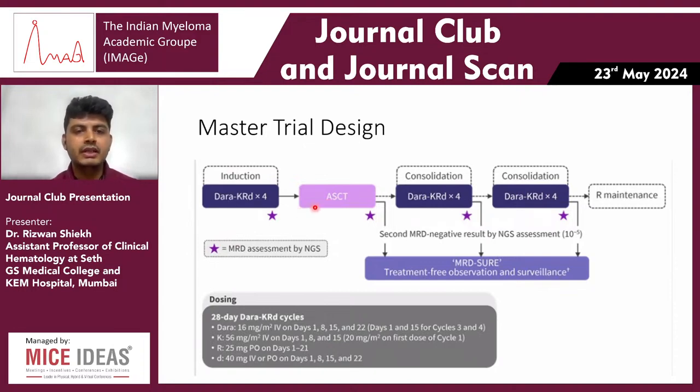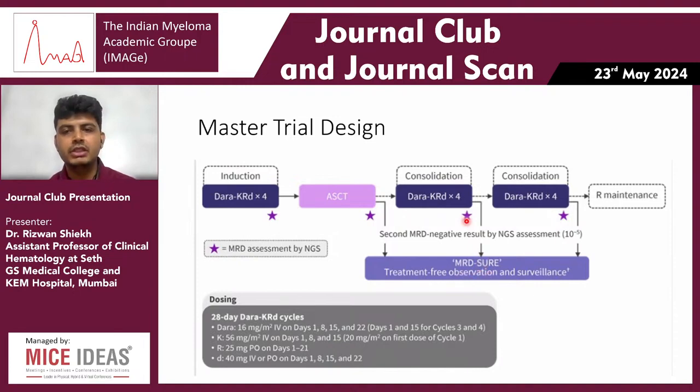And post-transplant, at around day 60 to day 90, they did a second MRD. And if you are MRD negative on 2 consecutive assessments, for example, this and this, then you can proceed to something called the MRD SURE phase of the study, which is treatment-free observation and surveillance. Now, if you are still MRD positive, you go with consolidation 1, that is 4 cycles of Dara-KRD again, and then repeat an MRD. And if you are negative, then you proceed to the treatment-free phase.